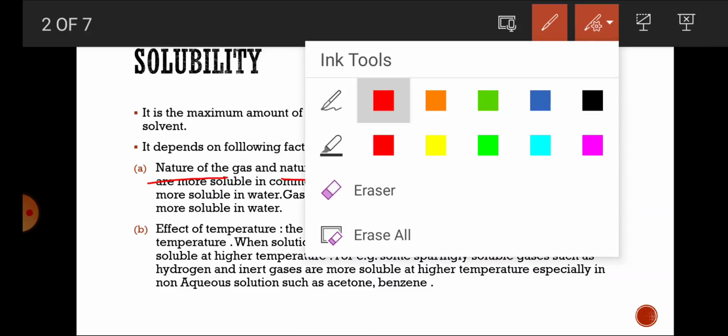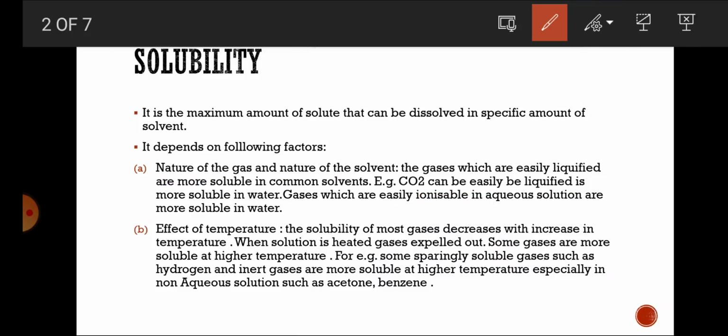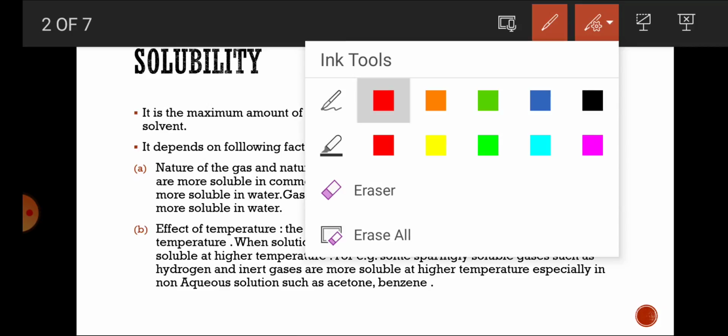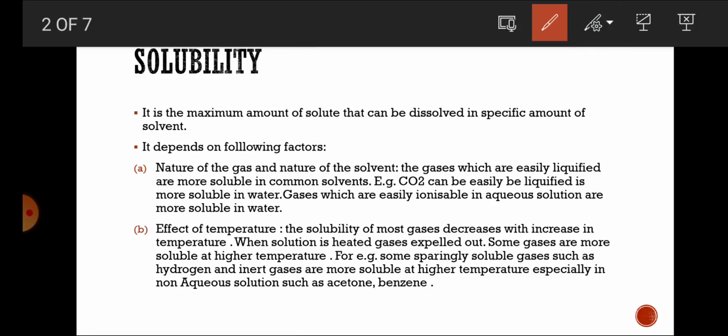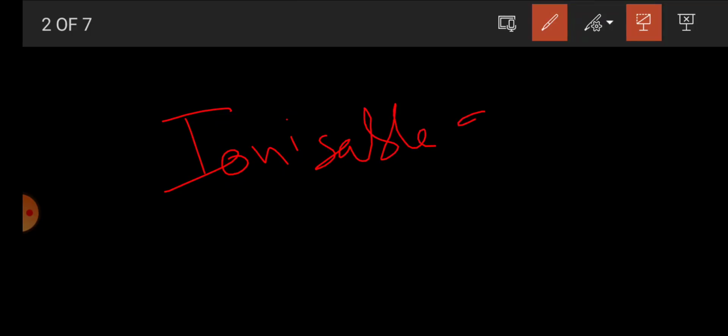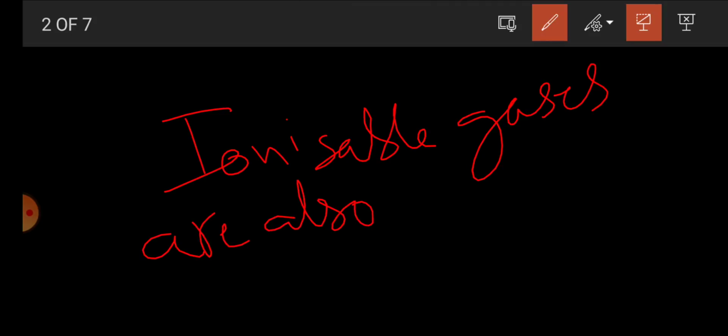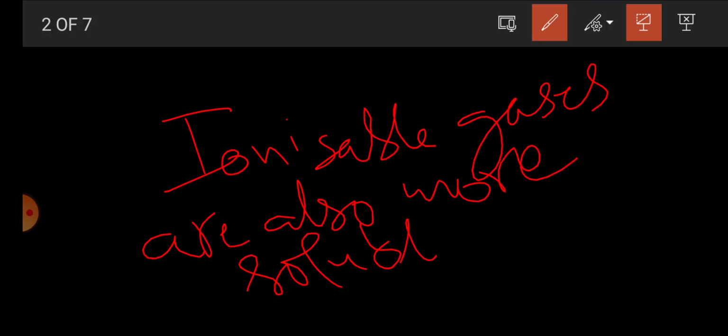So you can also check the effect of the temperature, but before looking at that, we have to consider one more factor. What is the one more factor? There is ionizability. Ionizable gases are also more soluble in solvent.